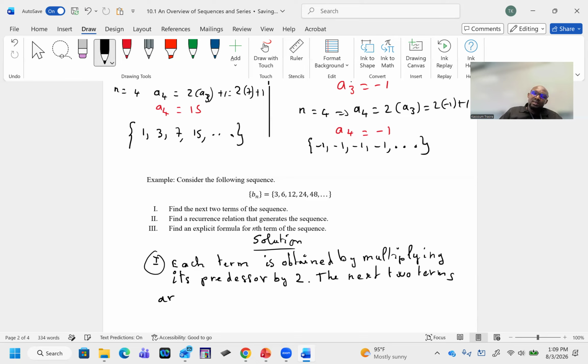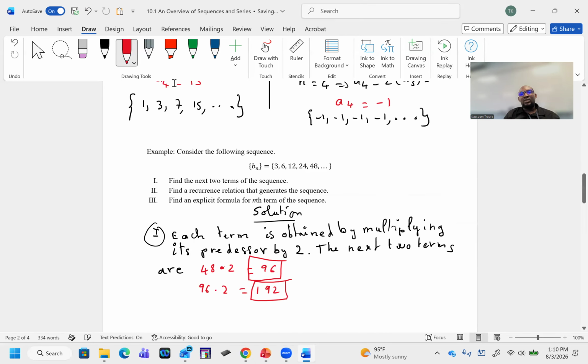So since this is 48, we know the next two terms are, we'll have 48 times 2, which is 96, and 96 times 2, which is 192. So the next two terms are 96 and 192.